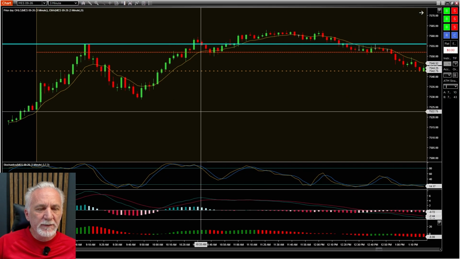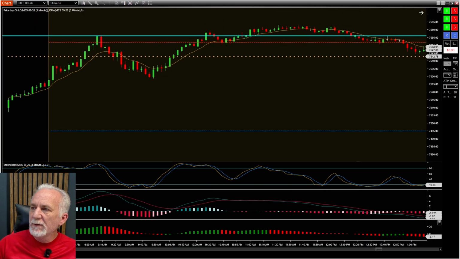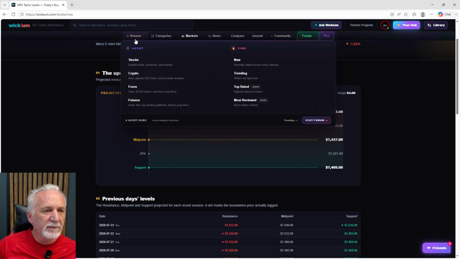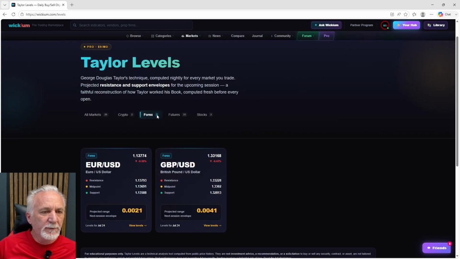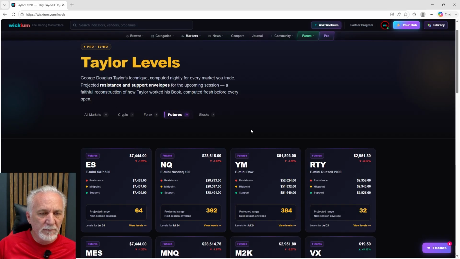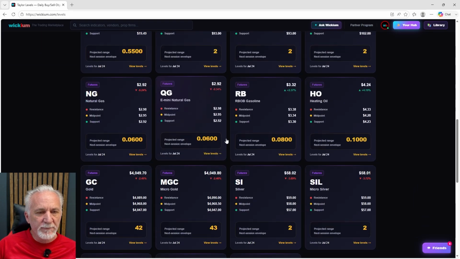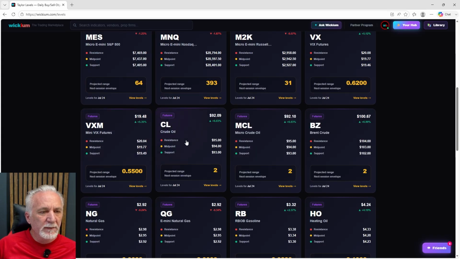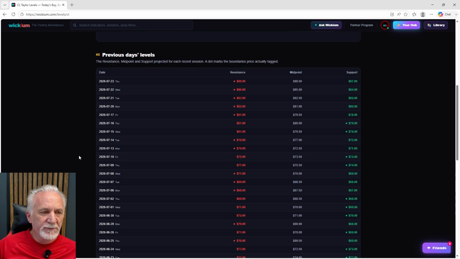But that's the Taylor levels that come with the Pro right here. And like I said, depending on what you like to trade, we have crypto, Forex, futures, a few stocks. If there's some in here you want, just let us know. But most of us are trading futures, so pretty much any futures you want. And they're all very similar. If you look at oil, here's your levels for today, past levels.